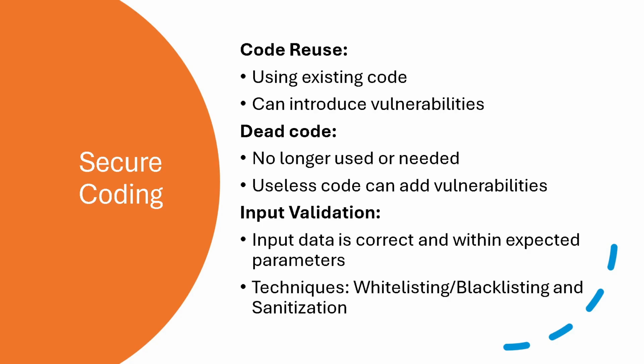Dead code. Dead code is code that is no longer needed or used, or code that the program will never reach. Note that any kind of code that is useless to the main application can add vulnerabilities to the application. Input validation is a way of removing the chances of code injection in any form or input field. This makes sure that input field data is correct and within expected parameters.